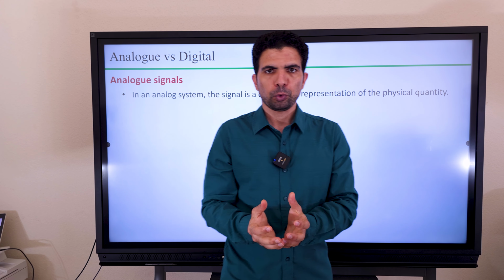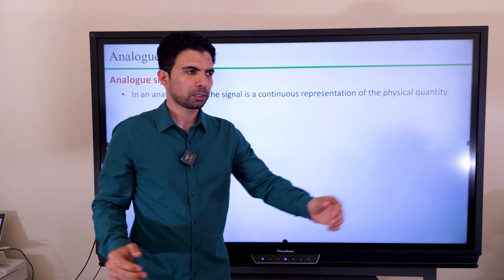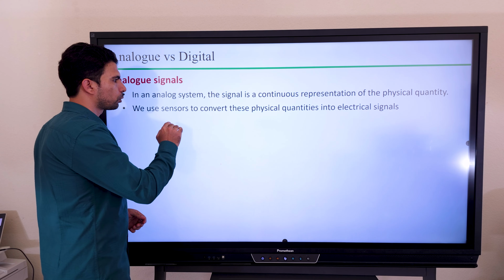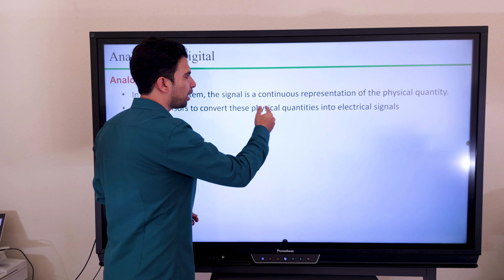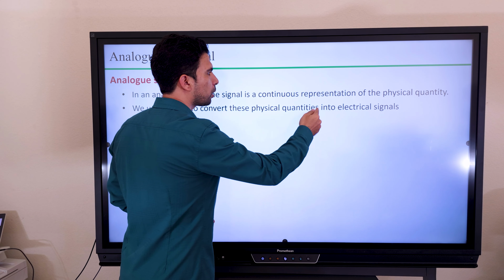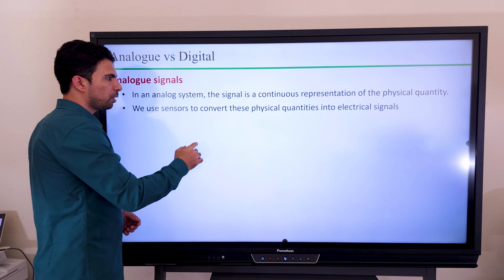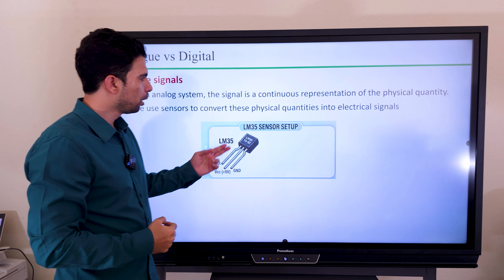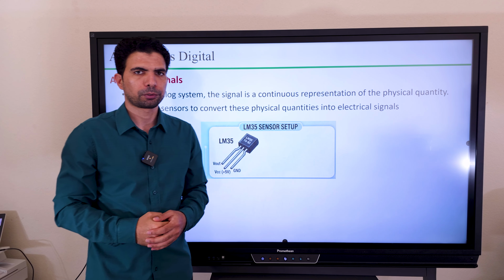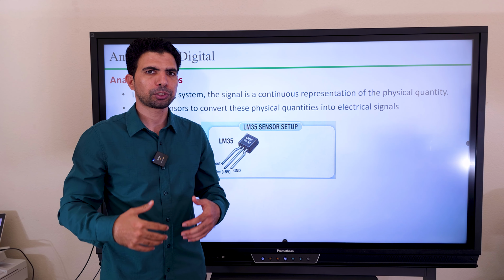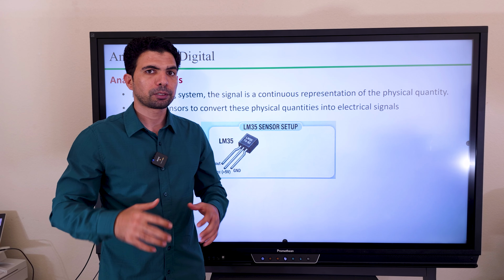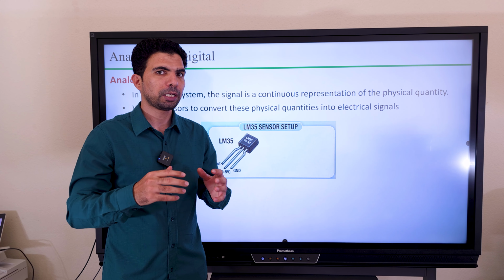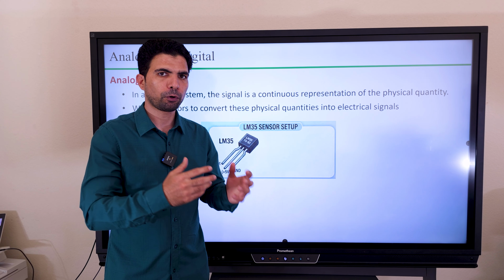The unit in between these two sides is called a sensor. So we use sensors to convert the physical quantities into electrical signals. To understand this more, let's take a real example. The LM35 sensor. This sensor is a temperature sensor. It reads the room temperature and converts it into an electrical signal, into voltage.